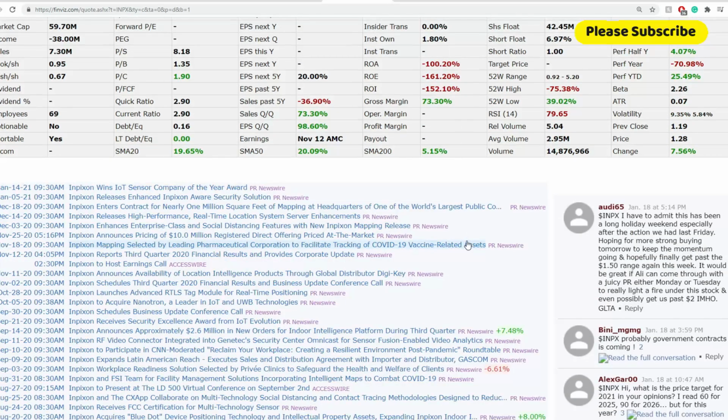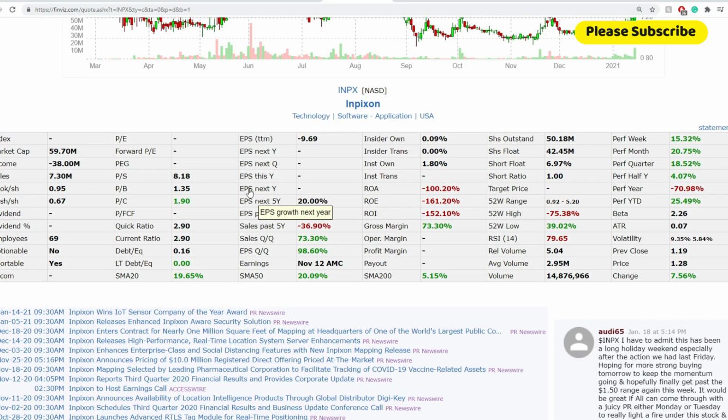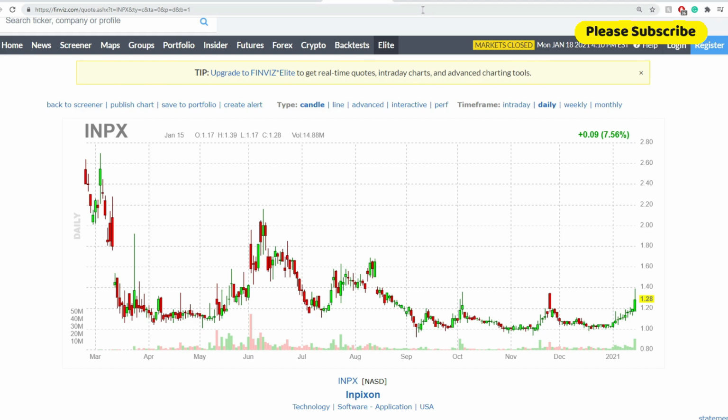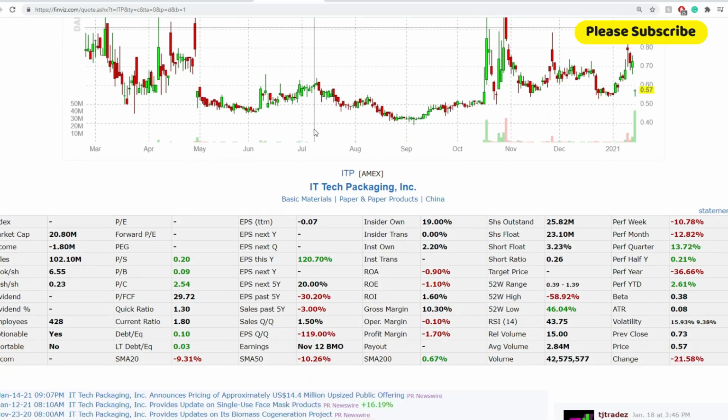And I know INPX. I've looked into them a while ago. They have news. So they had the company's IoT Sensors Award of the Year. They released enhanced aware security solutions. And they look okay. The price over book is 135. This one might actually be more of a swing, so I'll keep it aside, and then I'll take a look at it later.